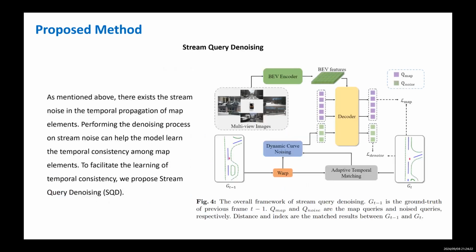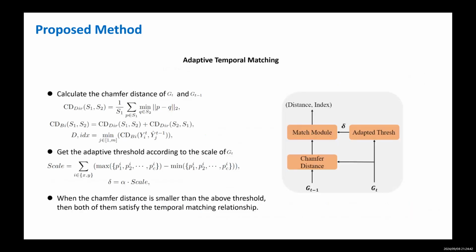As mentioned above, there exists stream noise in the temporal propagation of map elements. Performing the denoising process on stream noise can help the model learn the temporal consistency of more map elements. To facilitate the learning of temporal consistency, we propose stream query denoising. To acquire an explicit one-to-one correspondence between previous ground truths and current ground truths, we propose adaptive temporal matching.